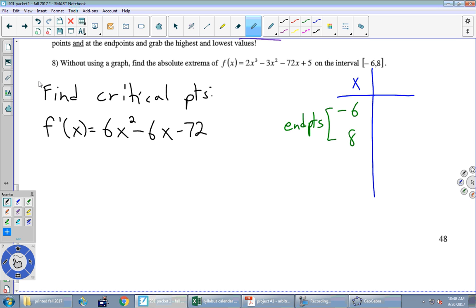So we take our derivative. And remember, the derivative is the slope of the tangent line, and I'm looking for horizontal tangent lines. So what slope, what number slope am I looking for? 0, right? Every horizontal line has a slope of 0. So we take the derivative and we set it equal to 0.